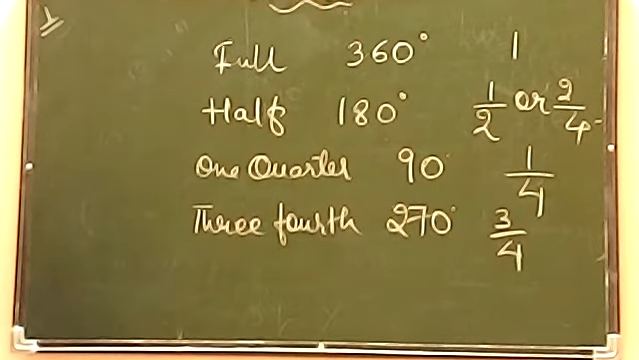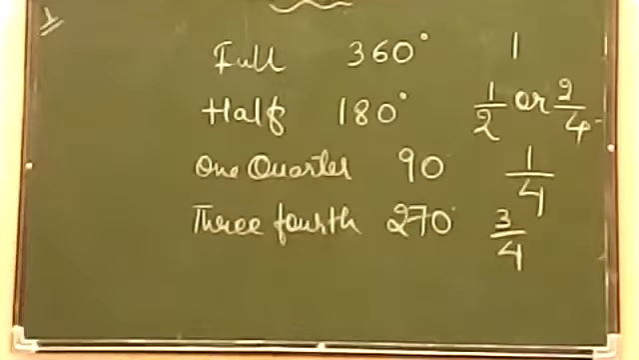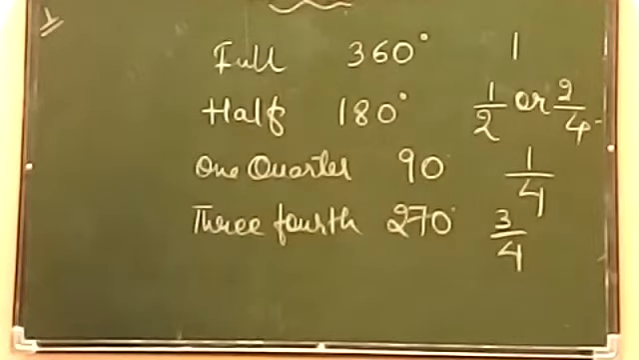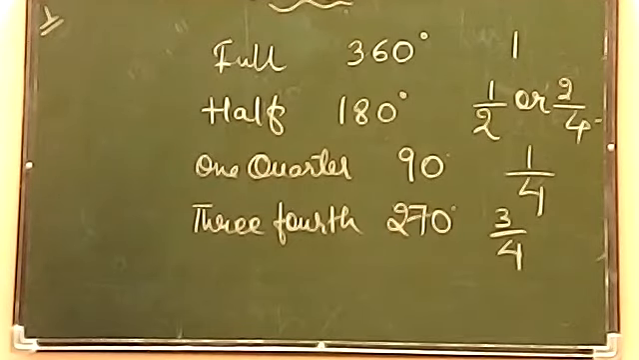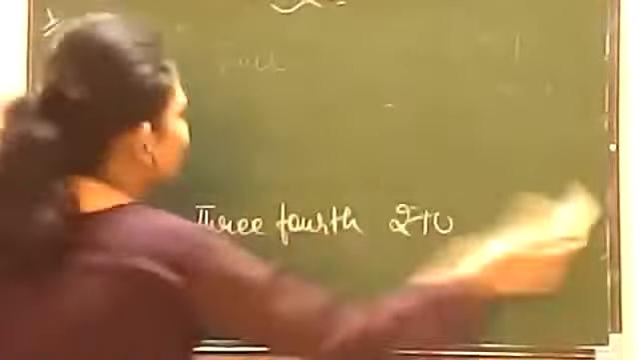270 degree. Absolutely right. And one full rotation means 4/4. One full rotation, full 4/4. That means 360 degree. Absolutely right, beta. 1/4 means 90, 2/4 means 180, 3/4 means 270, and last means one full, that is 4/4, that is 360 degree. Now let's understand more about it.